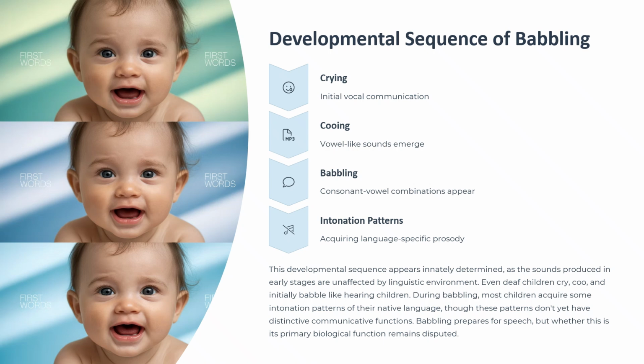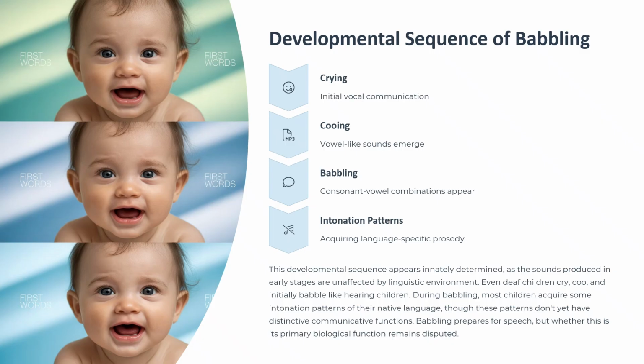Developmental sequence of babbling: crying, initial vocal communication, cooing, vowel-like sounds emerge, babbling, consonant-vowel combinations appear. Intonation patterns, acquiring language-specific prosody. This developmental sequence appears innately determined as the sounds produced in early stages are unaffected by linguistic environment.